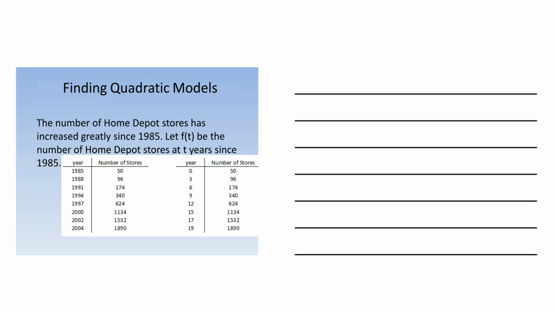Some examples on finding quadratic models. In this case, we have the number of Home Depot stores has increased greatly since 1985. Let f of t be the number of Home Depot stores at t years since 1985.